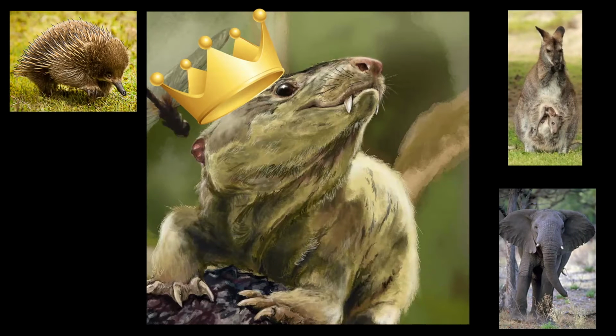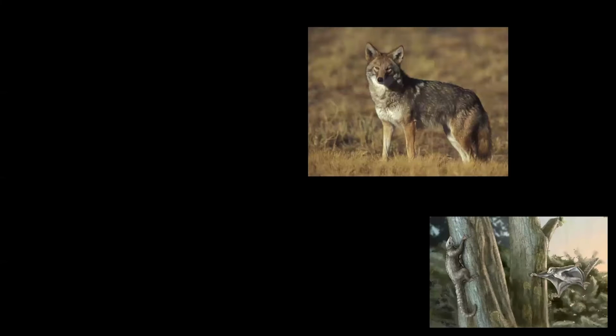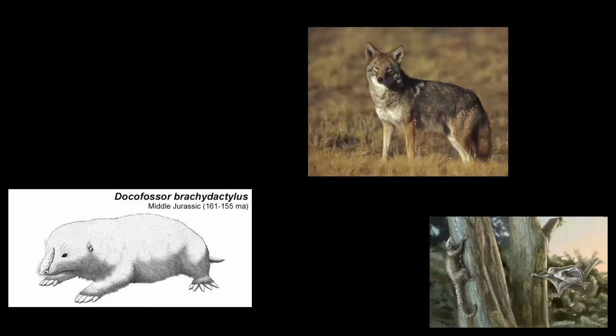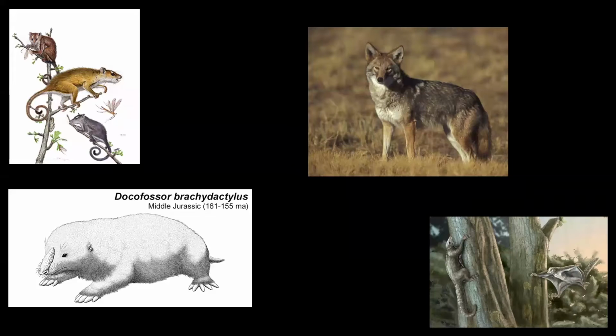Although certainly overshadowed by their scaly dinosaur cousins, not all these mammals stuck to the shadows. Some were as big as coyotes, some were gliders, some were diggers, and some were climbers. There really was a lot more diversity than we originally thought.